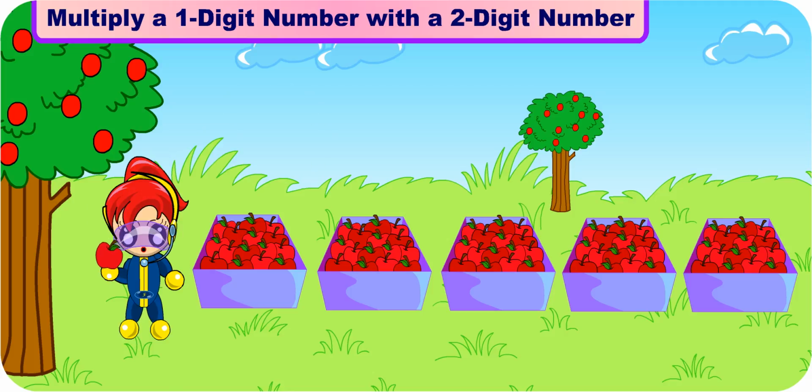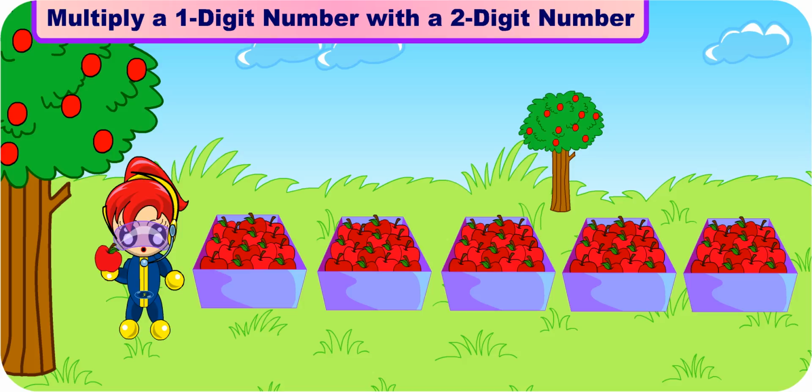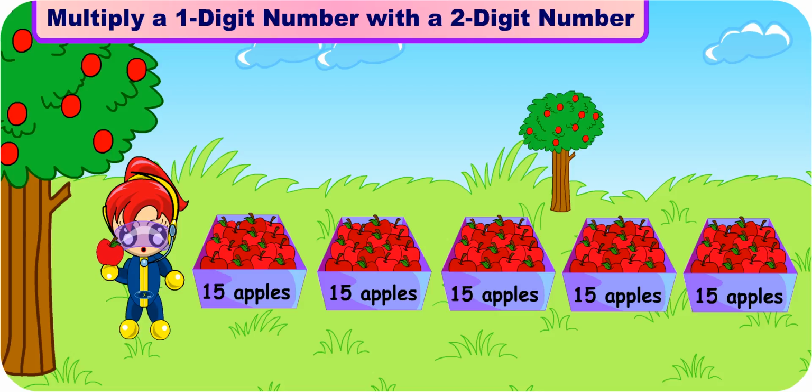Oh, I am trying to help Uncle Lim count all the apples in these 5 boxes. Well, that should not take long. Do you know if there is the same number of apples in each of the 5 boxes? Yes, Uncle Lim told me that there were 15 apples in each of the 5 boxes.